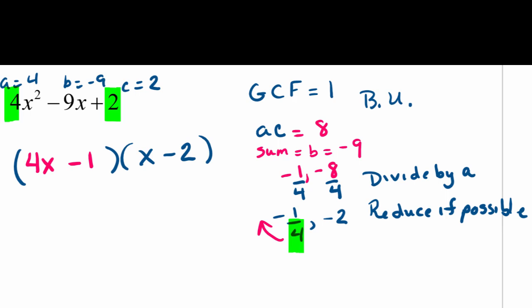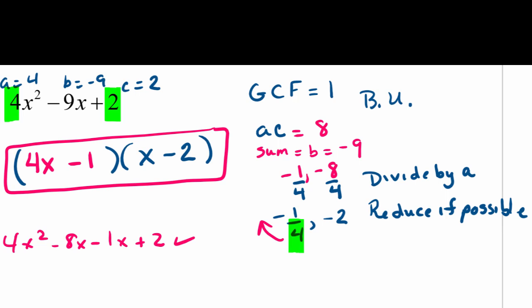And again, the check is easy. 4x squared minus 8x minus 1x plus 2, and that does check. Okay, so easy to FOIL and check. So here's our answer. So what do you think of that bottoms up method? Okay, all right, let's try the AC method.